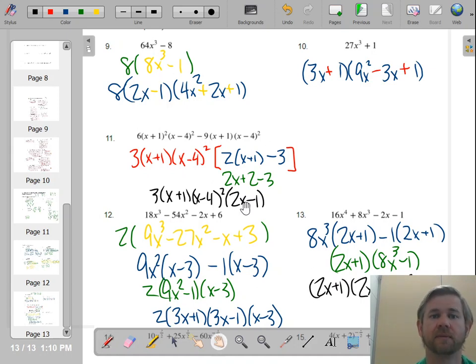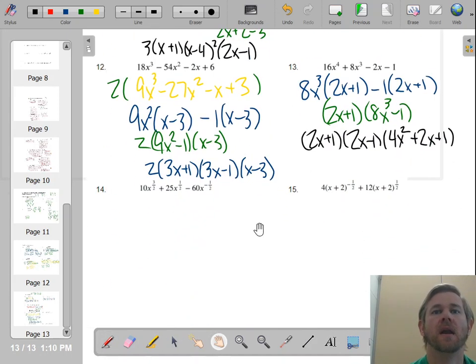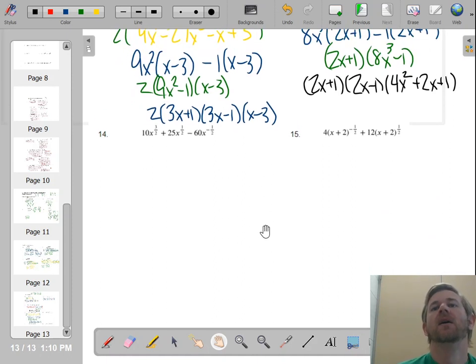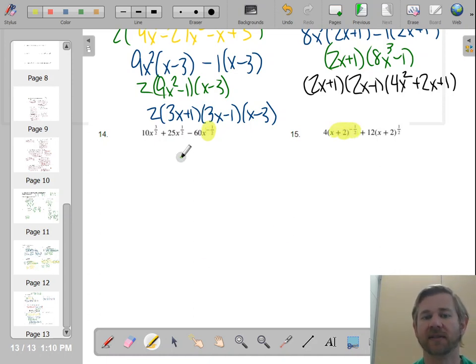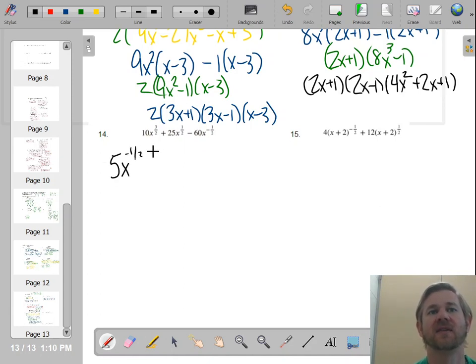We're getting close. Number 14. These are the ones that mess with you. So if you see that there is a negative exponent, you are factoring that out. You don't have a choice. That's what you're going to deal with. You do need to look to see if there is a common factor in the front. So 10, 25, and 60, those are all multiples of 5. So I'm going to factor out the 5 and then the x to the negative 1/2.